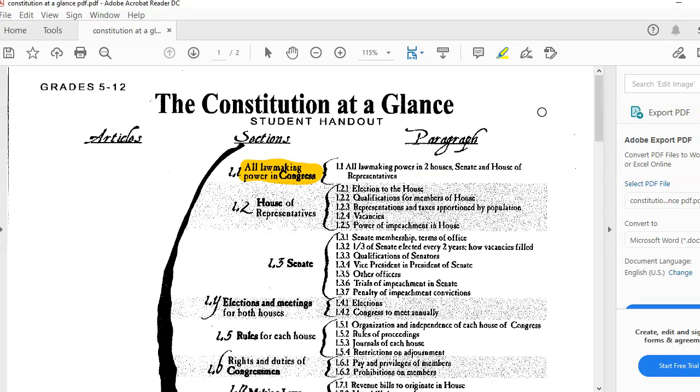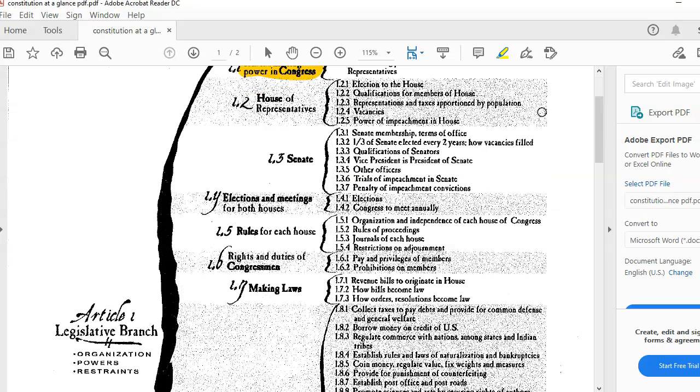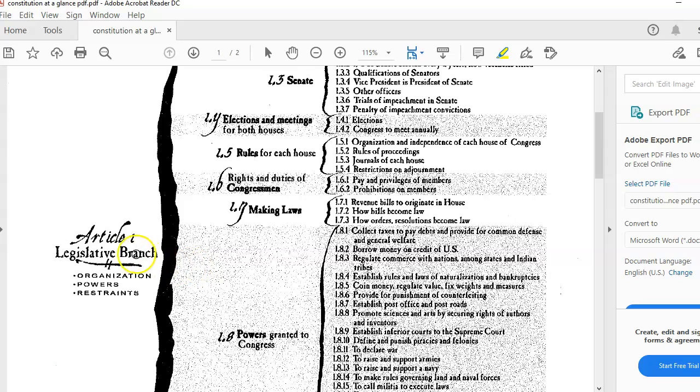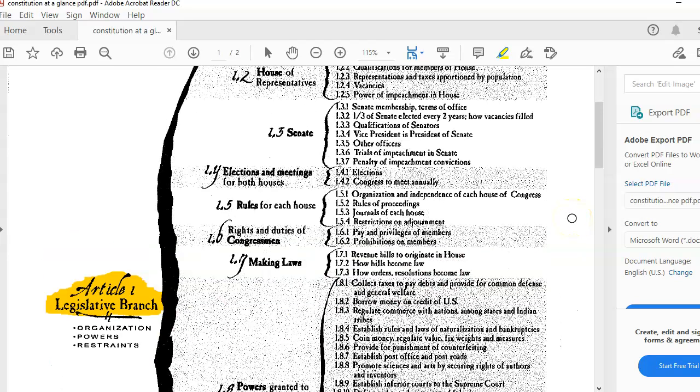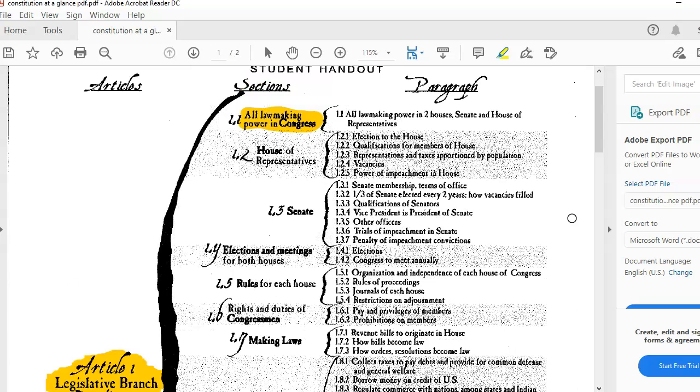Article 1, which is part of the legislative branch. So I'm going to go ahead and highlight, hopefully, Article 1, legislative branch. So Article 1, legislative branch, is something that we want you to know. And it just tells what the legislative branch can actually do according to the Constitution.